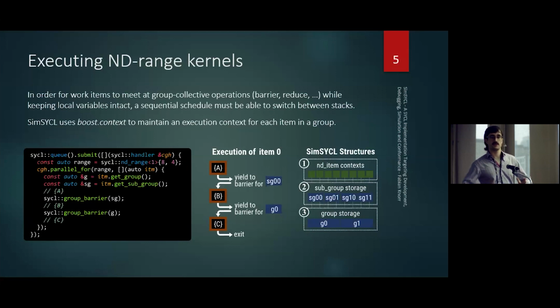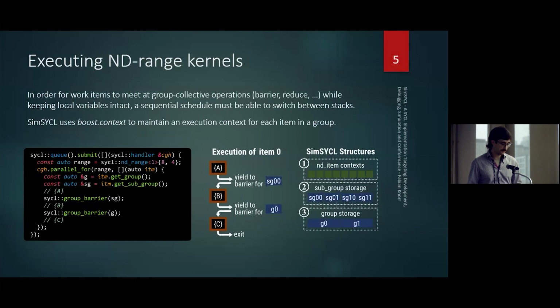In SimSYCL, we want to constrain ourselves to executing everything on a single thread because it's the most debugger friendly. So we use stackful coroutines or fibers in order to switch between threads whenever we arrive at a barrier. If you take a look at the code on the left, you can see that we have an ND range parallel for kernel, and we perform some operations in every thread.